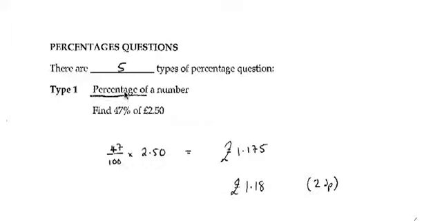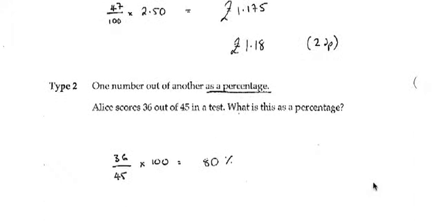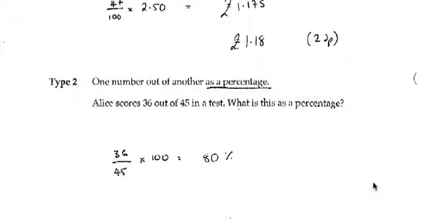So the percentage of something is the first type, and then the second type is one number out of another as a percentage. You're all quite familiar with how to do this because you've all worked out test scores as percentages. But this time, instead of dividing by the 100, you're timesing by the 100 because it's out of the 45. So it's 36 out of 45 times 100 is 80%. So that's the same as 80 out of 100. Okay, so you've got to read the wording of the question carefully to distinguish which type of these is which.